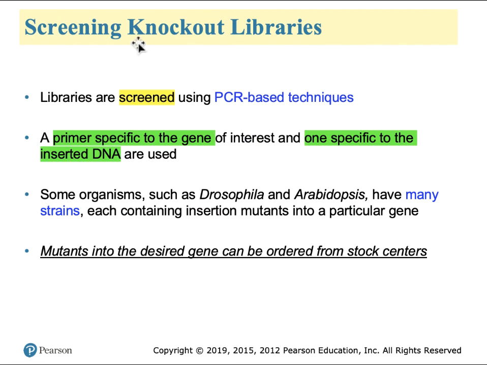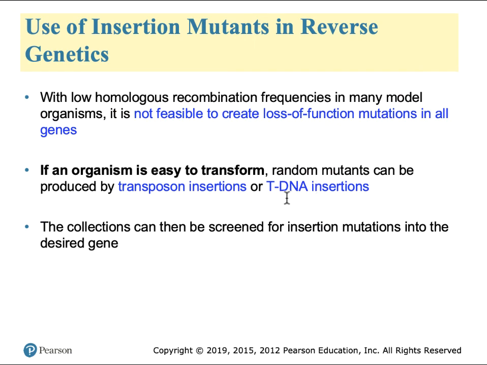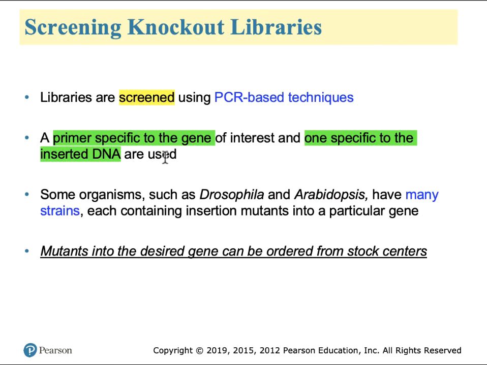Once you have your gene knockout libraries, then the method of screening them to find the gene of interest is pretty standard these days. Using PCR-based techniques, the libraries can be screened. What you require is a primer specific to the gene that you're interested in finding, and one specific to the inserted DNA, whether it be a transposon or exogenous piece of DNA or part of a plant plasmid. It doesn't matter. The method is very similar.